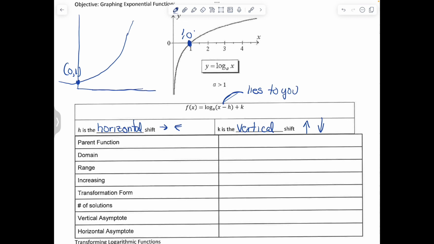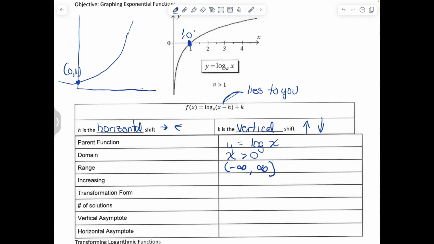Okay? So the parent function of a log is given by y is equal to log of x. The domain, now what you're going to notice between exponential and log is that the x and the y's are reversed. So for a domain, for an exponential was all real numbers. So therefore the range of a log will be all real numbers. The range of an exponential was y is greater than 0. This will be x is greater than 0.